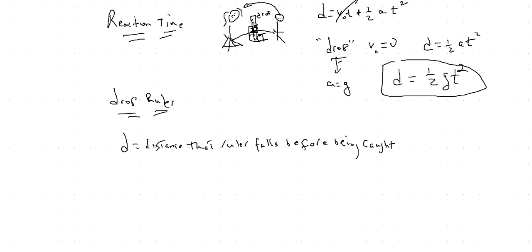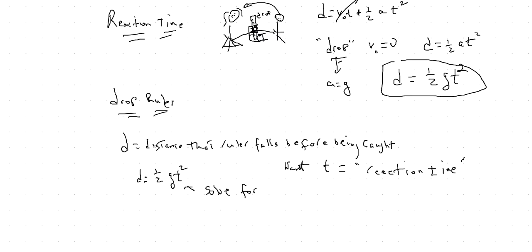Okay, so we have this d equals 1/2 g t squared. But we want to measure t. So t is going to be your reaction time, the time it took to drop that far. So we have to solve this for t, the reaction time.